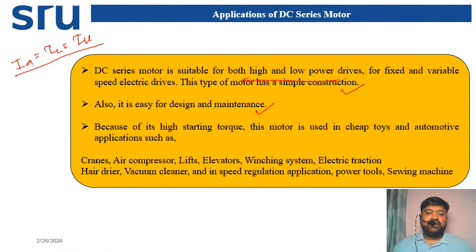Because of the high starting torque, this motor is used in cheap toys and in applications such as cranes, air compressors, lifts, elevators, winching systems, and electric traction. Lots of examples are there. When you require more static torque to drive a machine, then you can go for the series motor.